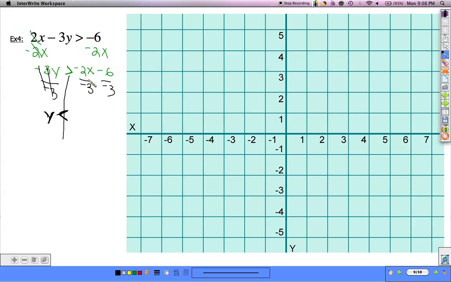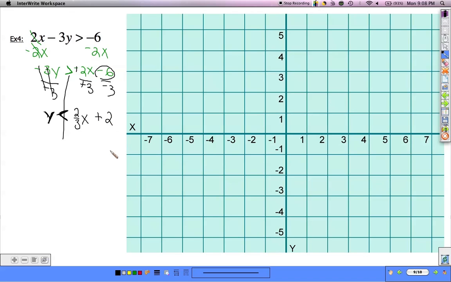Negative 2x divided by negative 3. A negative divided by a negative is going to become a positive, so I just want to change those to positive 2 over 3 times x, and I have minus 6, which is kind of like negative 6 divided by negative 3, so that's going to give me a negative divided by a negative, which becomes a positive, so plus 2.